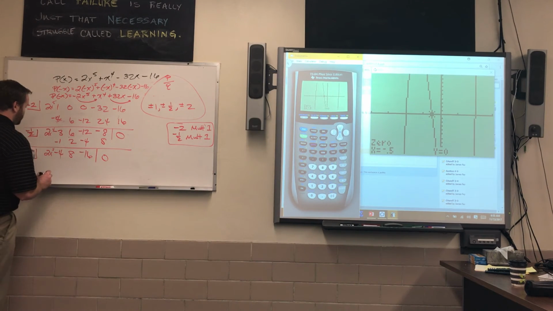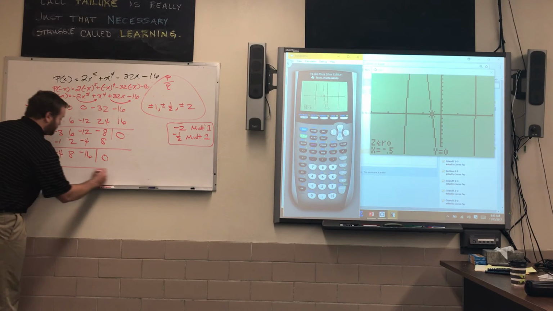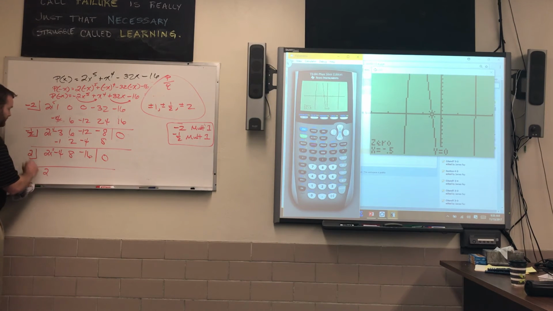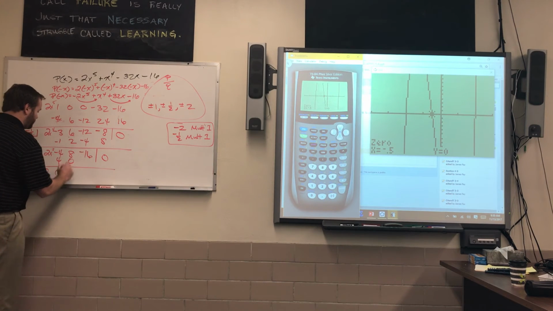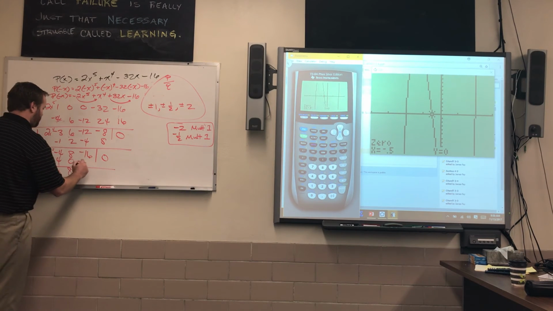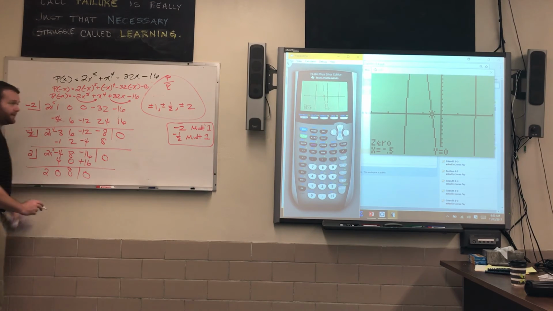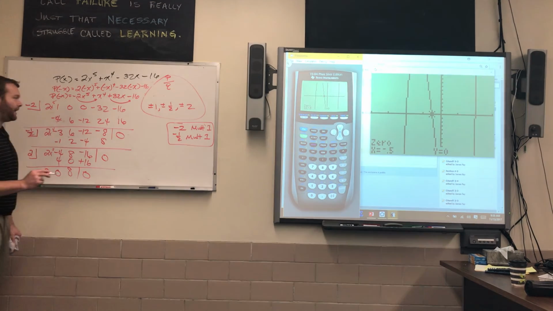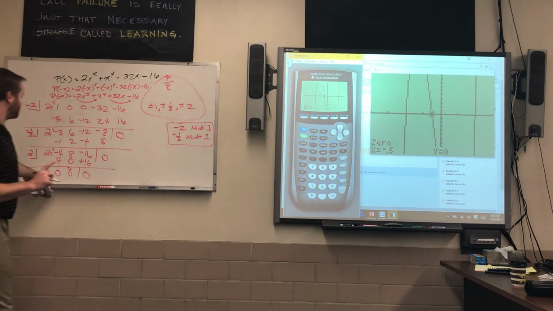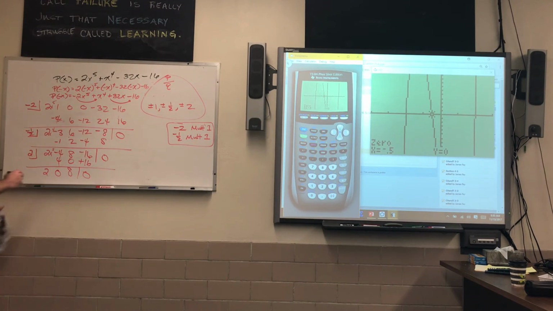So let's try this thing with 2. Bring my 2 down. 2 times 2 is 4. 2 times 0 is 0. Gives me 8. So now positive 16 does give me 0, right? Okay. Now here's the thing. If that's 2, 0, 8, that is x squared, right?